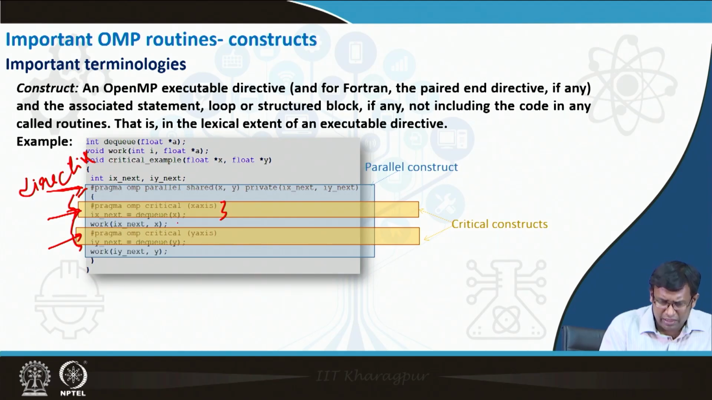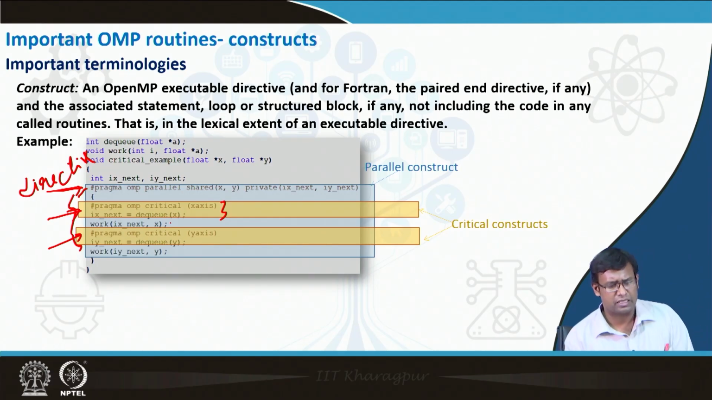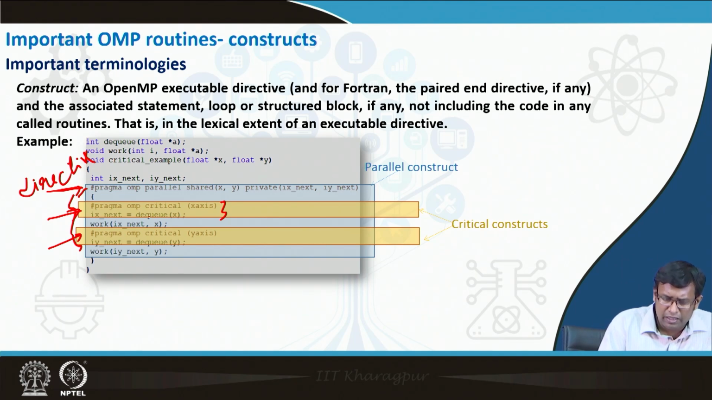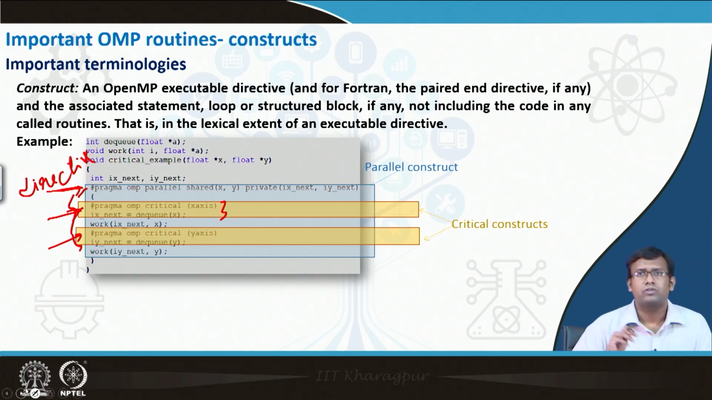This directive and the associated line that is next will be executed by the threads. This is part of the critical construct, the directive followed by its statement. Similarly, there is another critical construct.